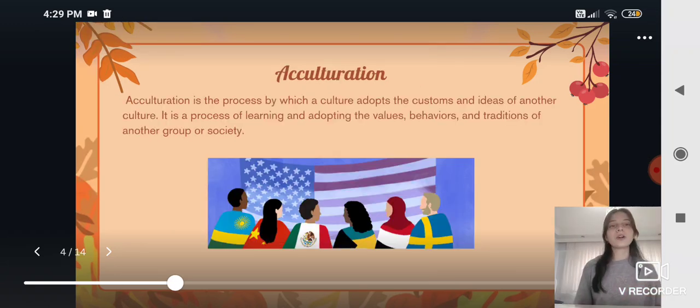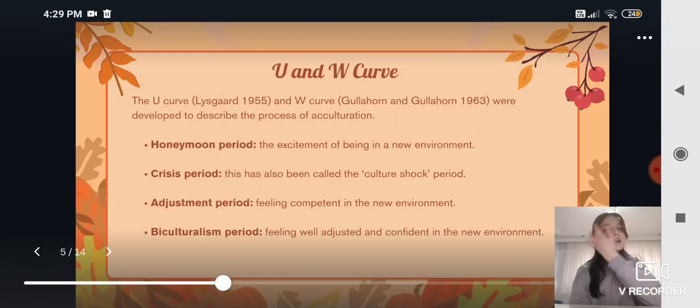So let's start with acculturation's definition. Acculturation is the process by which a culture adopts the customs and ideas of another culture. It is a process of learning and adapting to values, behaviors, and traditions of another group or society. So it's basically interacting with another culture. And of course, this adapting process also has its own process. We will talk about them today. We are calling them the U curve and W curve.